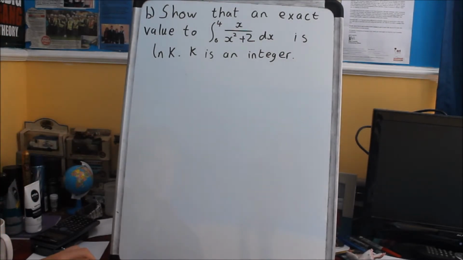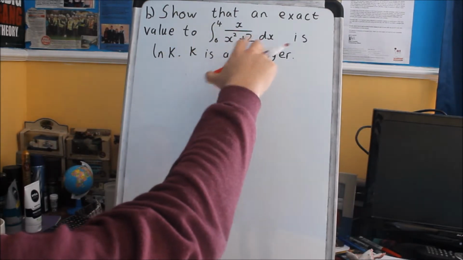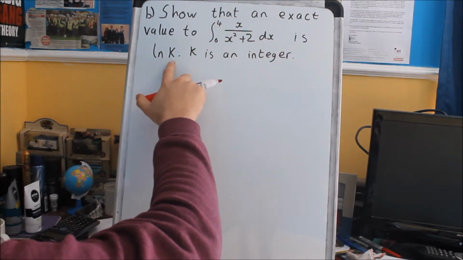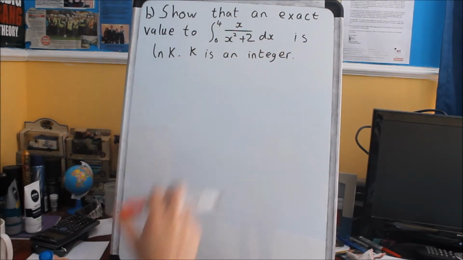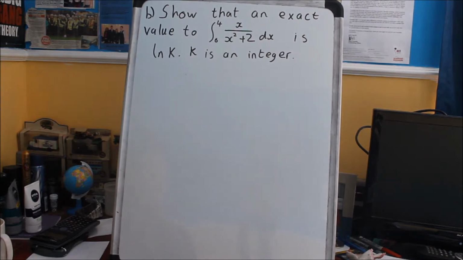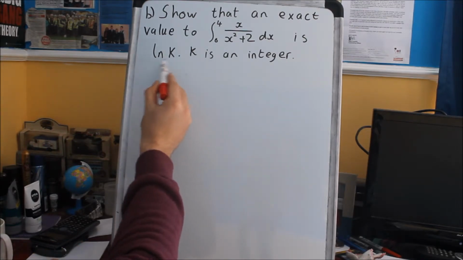So question 2, part B then. Part A was worth 4 marks altogether, I forgot to mention that. So part B: show that an exact value to the same thing we had before is ln k, or natural log k, where k is an integer. Remembering the Simpson's rule is for an estimate. This question is asking us to express that it exactly is in the form ln k.